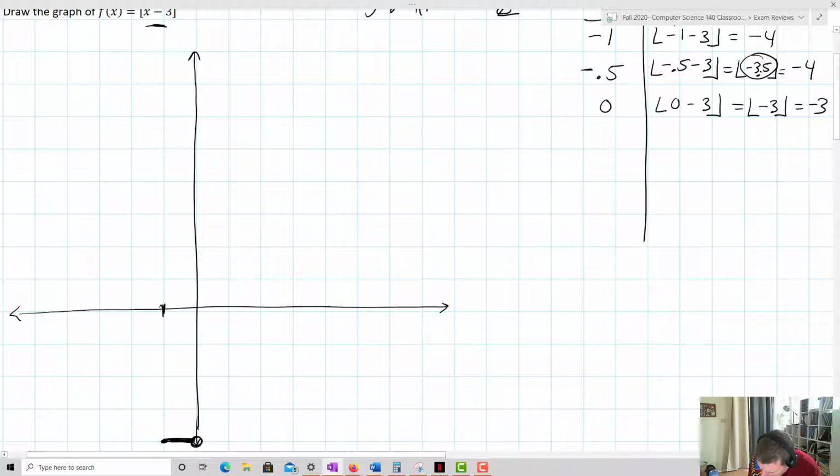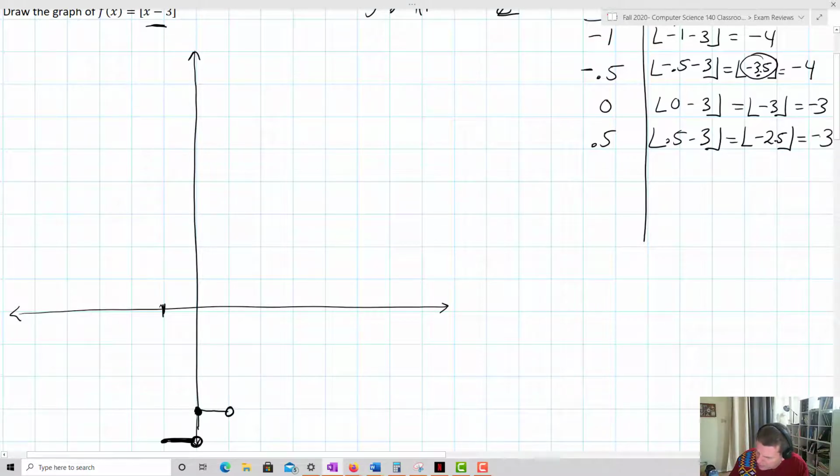And then we're going to use a little open circle. And that open circle is to show that we are not going to include the 0 value for x. Then the next one is, basically from 0 to 1, right? If we try out 0.5, we're going to get 0.5 minus 3. That equals -2.5. But it's a floor function, so this goes down to -3. So for x between 0 and 1, the floor function gives us back -3.